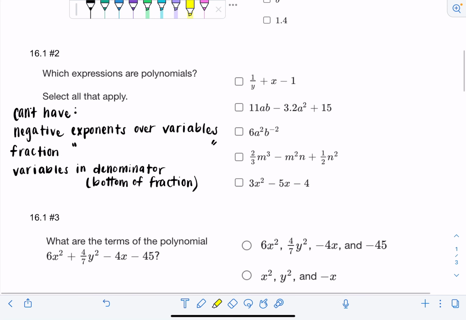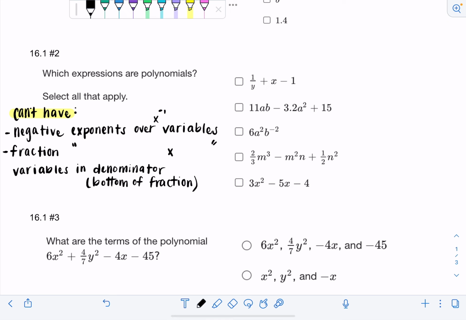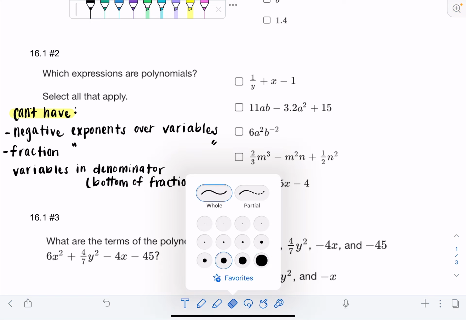So 16.1, number 2, which expressions are polynomials? For polynomials, we're really looking at something that breaks the rules for polynomials. So this is a list of things that they can't have. Negative exponents over variables, like x to the negative 1, and fraction exponents over variables, like x to the 1/2. So we just can't have exponents over variables that are negative or fractions, or negative fractions for that matter. It can be over regular numbers, it just can't be over variables.